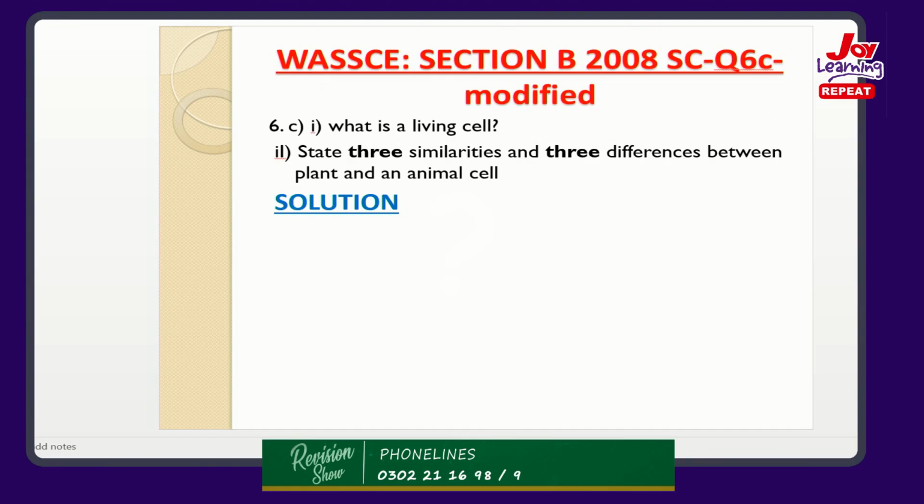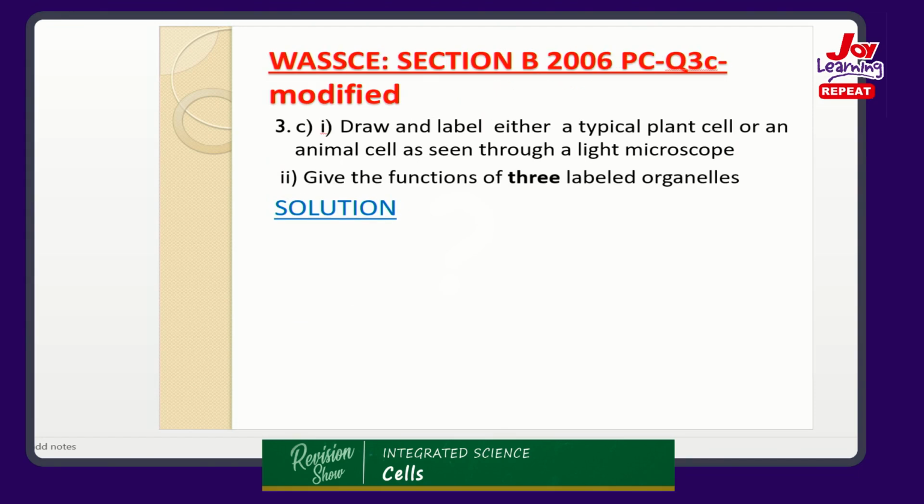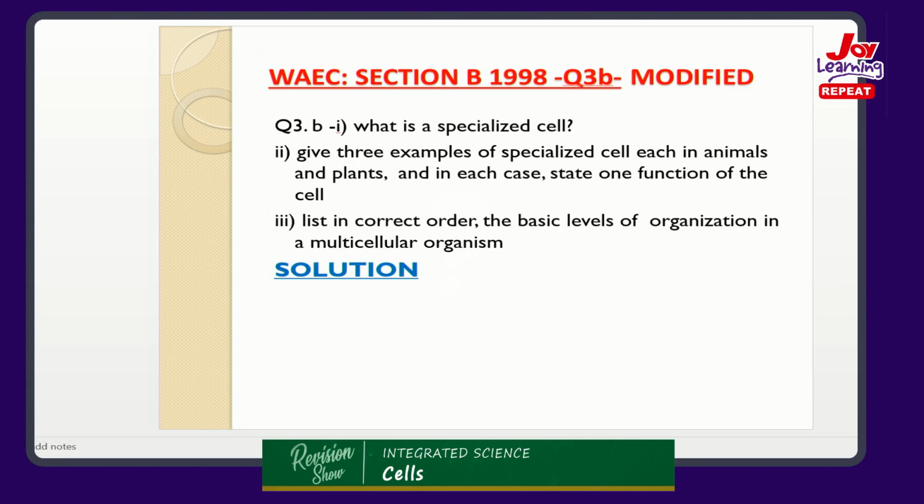Let's look at another one here. What is a living cell? State 3 similarities and 3 differences between a plant and an animal cell. Draw and label a typical plant or animal cell seen through a microscope. What is a specialized cell? Give 3 examples of specialized cells, each in animals and plants. In each case, state one function of the cell. Then list in correct order the basic levels of organization in a multicellular organism.